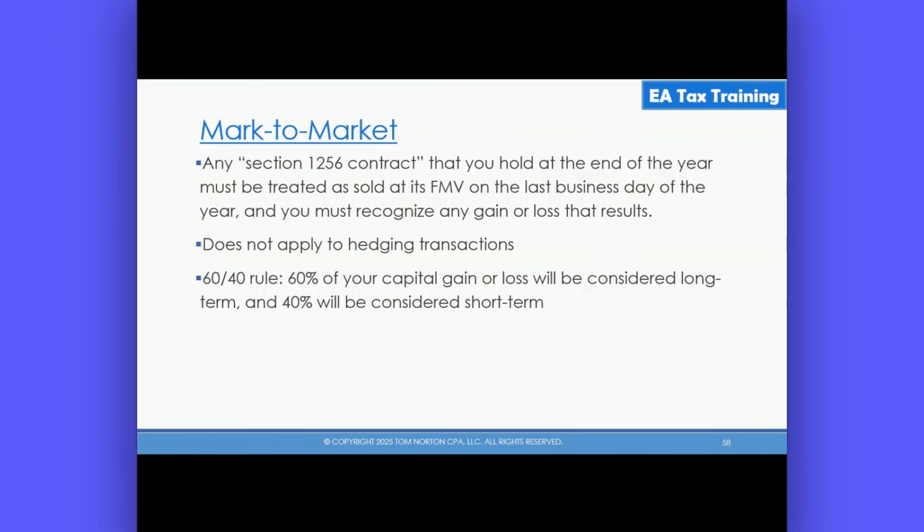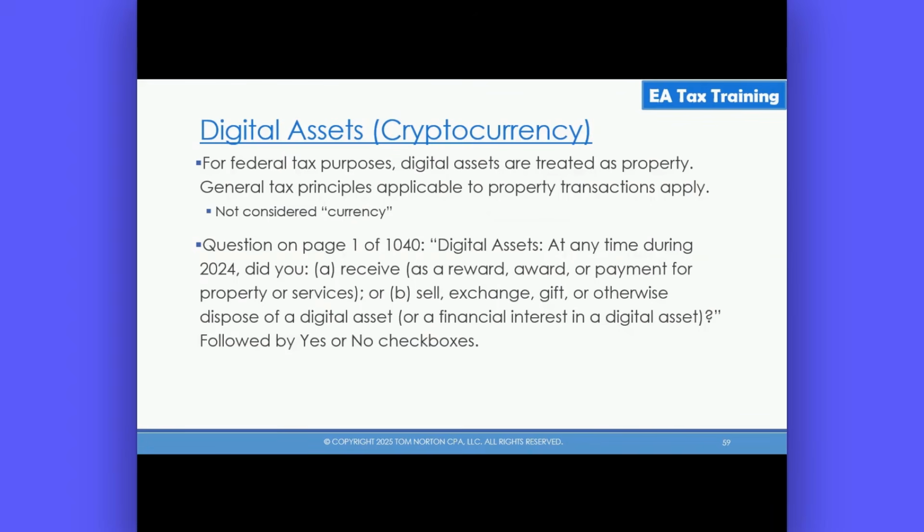So it doesn't matter how long you actually held the contract, you are going to have this special 60-40 rule that applies. So for the exam, just remember Section 1256 contract, you have to mark to market, and it's got this special 60-40 rule.